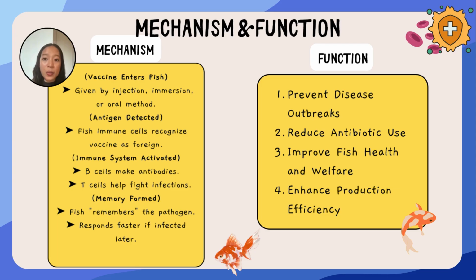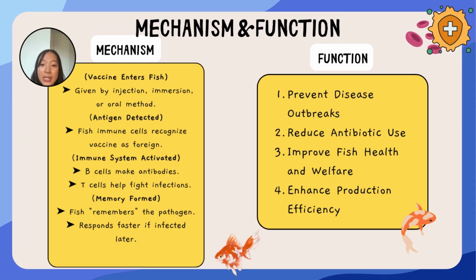The function of aquaculture vaccines is to prevent disease outbreaks. That is, vaccines are designed to stimulate the immune system of fish, enabling them to recognize and respond to specific pathogens such as bacteria, viruses, or parasites. This proactive approach significantly reduces the risk of infection, thereby decreasing mortality and morbidity rates in aquaculture systems.